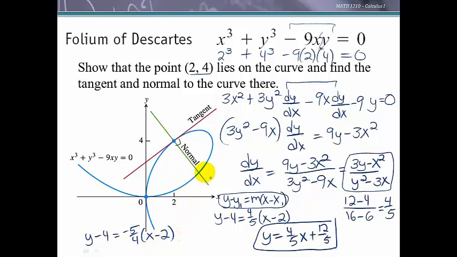So our line that is normal to the curve is going to be y equals negative 5/4 x, and this would be 10/4, which is 5/2 plus 8/2. So that looks like that would be plus 13/2. So here is our equation normal to the curve.